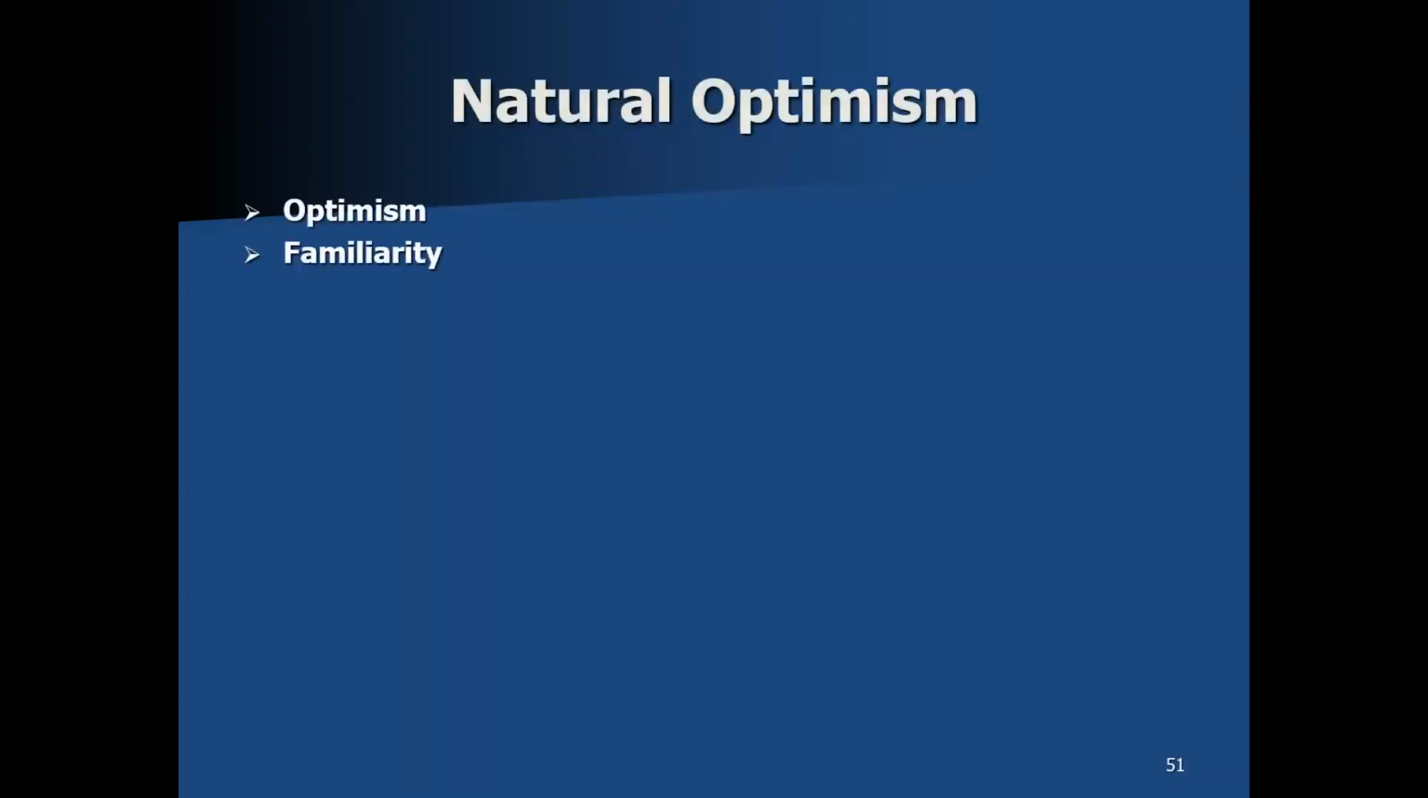People are natural optimists. Bad things will happen to other people and not to ourselves. And people are more familiar with stories of adverse effects, like stories of autism caused by the MMR vaccine, than stories of people having the measles.